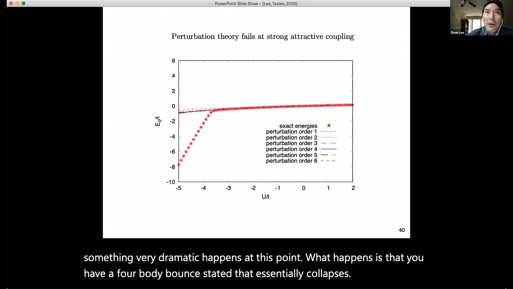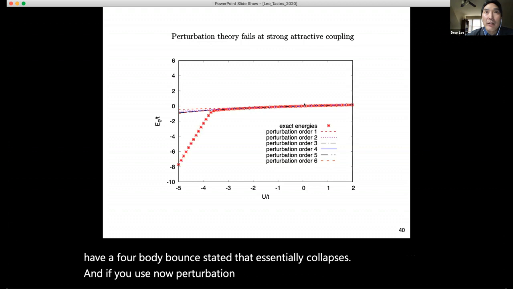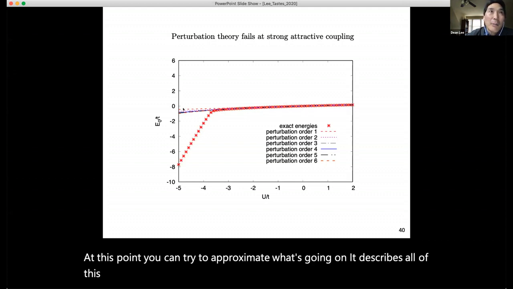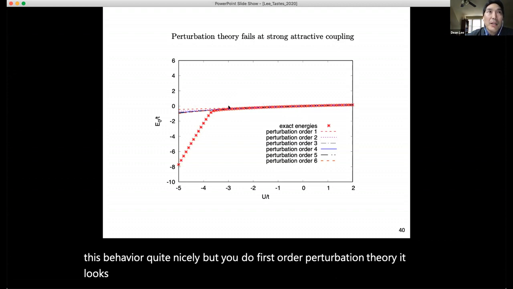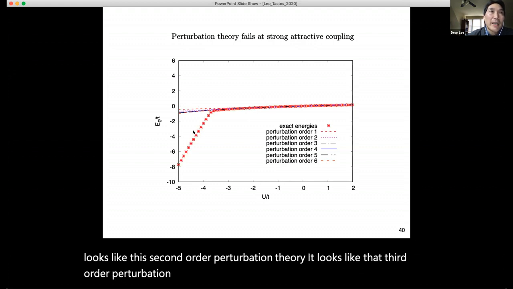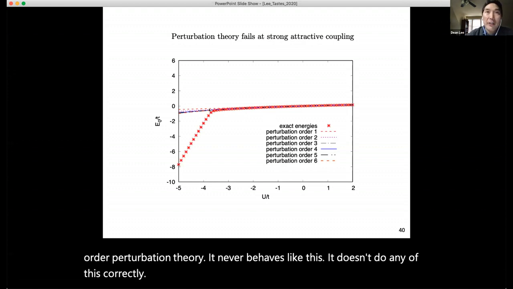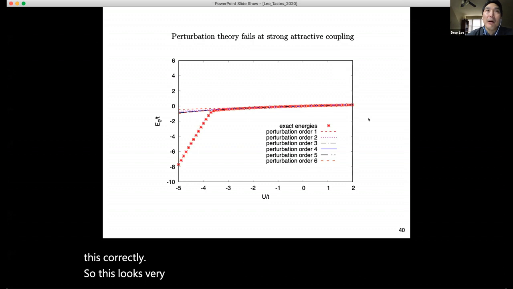And if you use perturbation theory around c equals 0, U over T equals 0 at this point, you can try to approximate what's going on. It describes all of this behavior quite nicely. But you see, you do 1st-order perturbation theory, it looks like this. 2nd-order perturbation theory, it looks like that. Third order perturbation theory, it never behaves like this. It doesn't do any of this correctly. Okay. So this looks very disheartening, not very promising.